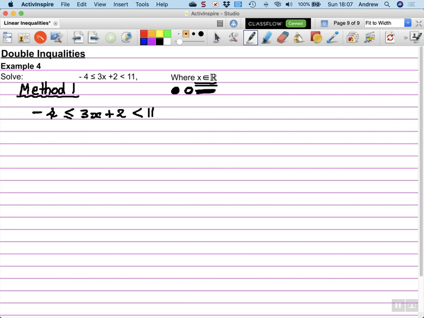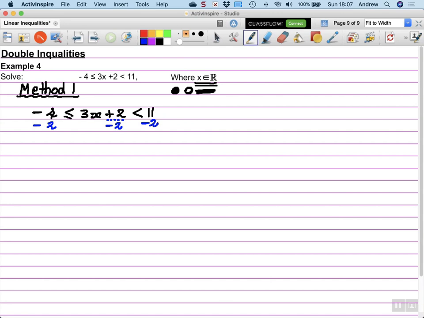I want to get rid of the plus 2. How do I get rid of a plus 2? Quite simply, I minus it. So to get rid of a plus 2, I minus a 2. I'm calling that the middle zone. Whatever I do to the middle zone, I must do to the first zone, and I must do to the last zone.